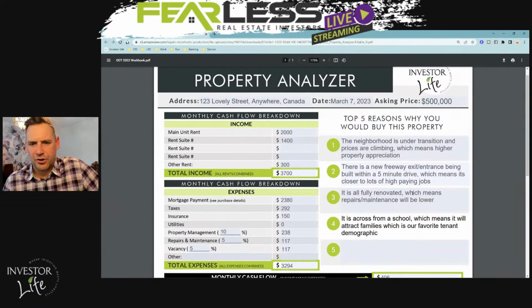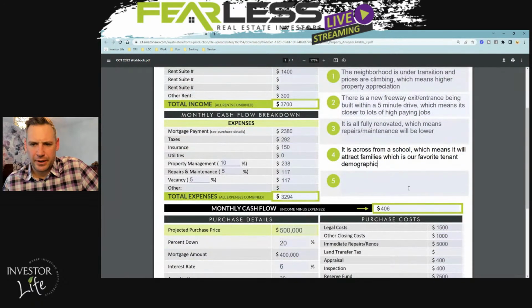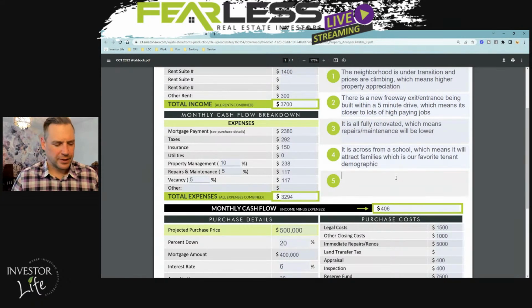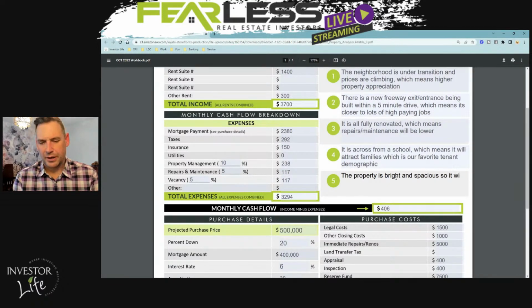Okay, these are all reasons why we might buy a property. Location has a lot to do with it. The property itself, whether it's renovated or not, whatever our reasons might be, guys, this is what we want to pay attention to. Okay, what's another reason? Well, the property is bright and spacious, so it will be easy to rent out, which means lower vacancy.